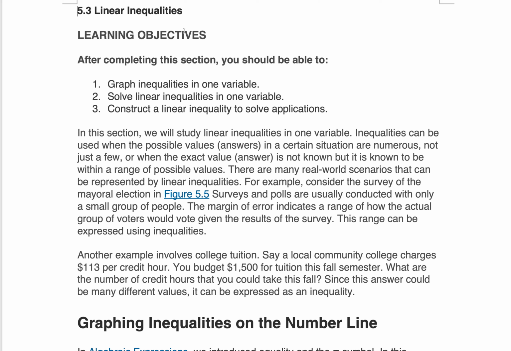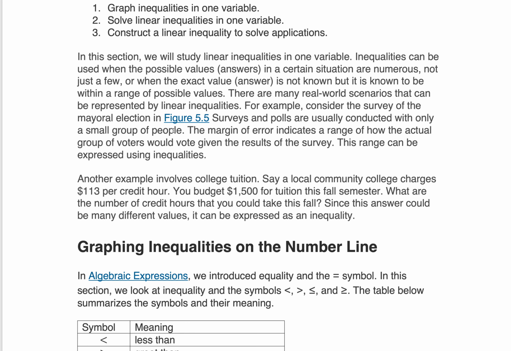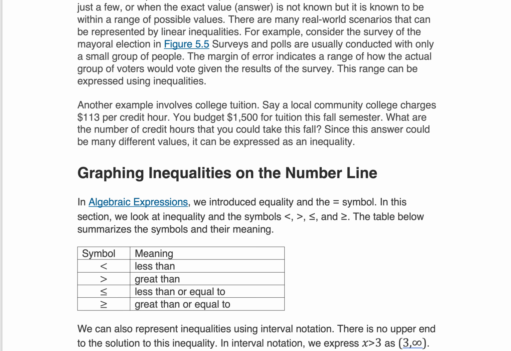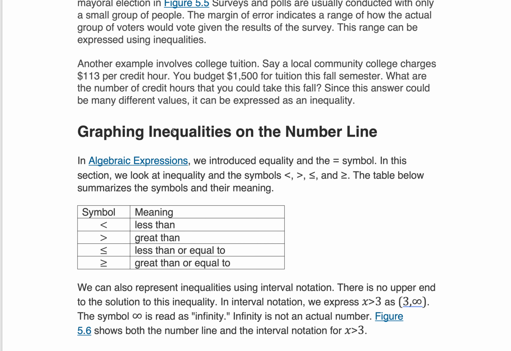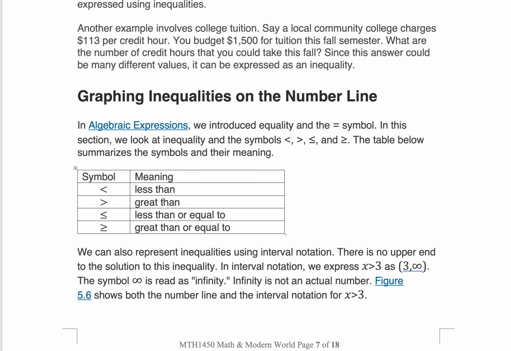Last time we talked about equations. This time it is for inequalities. Clearly, when you have two expressions that are not the same or not equal, we have an inequality. Specifically, in terms of inequality, I want to review a little bit the inequality signs.